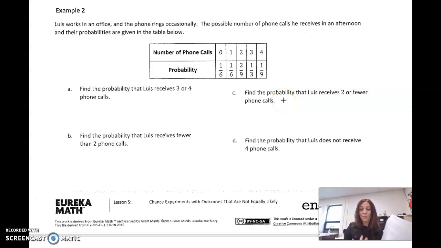Okay, keep in mind that what we're focusing on right now is still probability, but probability when the outcomes aren't equally likely. Now we're working with fractions. So Lewis works in an office and his phone rings occasionally, and the possible number of phone calls he receives in the afternoon and their probabilities are given in this table below. So 0 calls, there's a 1/6 chance that he's going to receive 0 calls that afternoon. 1 call, 1/6, 2 calls, 2/9, so on and so forth.